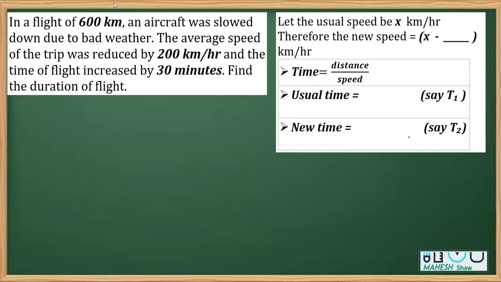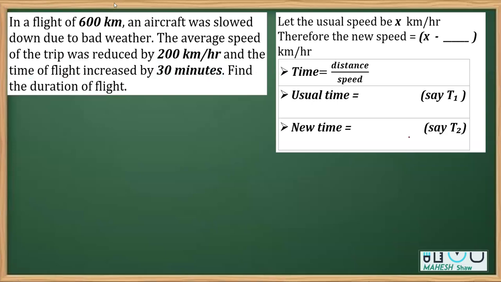This is one word problem from the chapter quadratic equation. It says in a flight of 600 kilometer, an aircraft was slowed down due to bad weather, and the average speed of the trip was reduced by 200 kilometer per hour, and the time of the flight is increased by 30 minutes, or say, is delayed by 30 minutes or half an hour. And what we have to find out is the duration, that is the original duration of the flight.